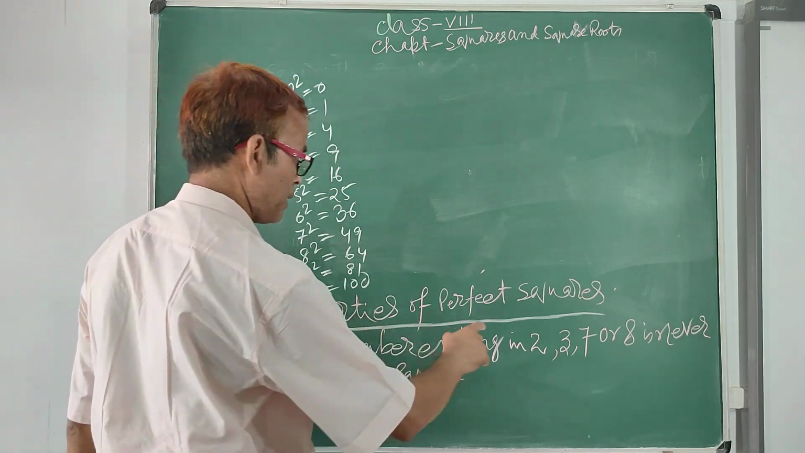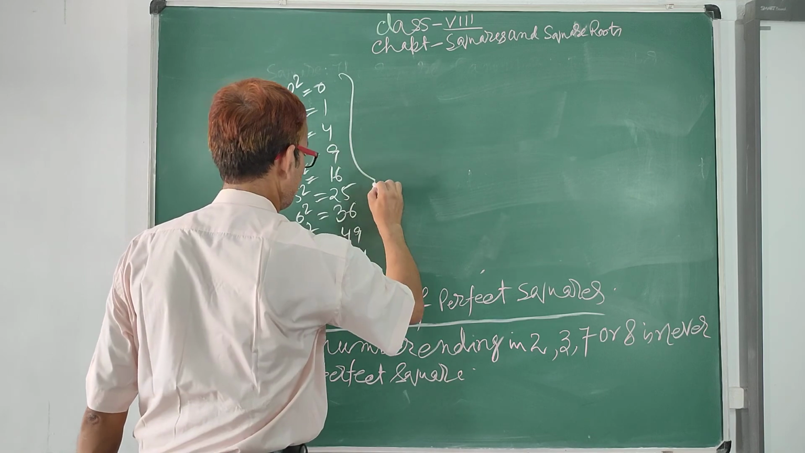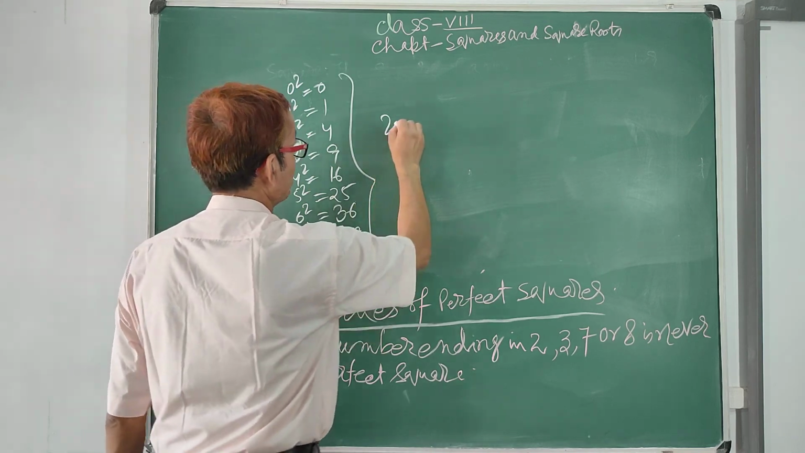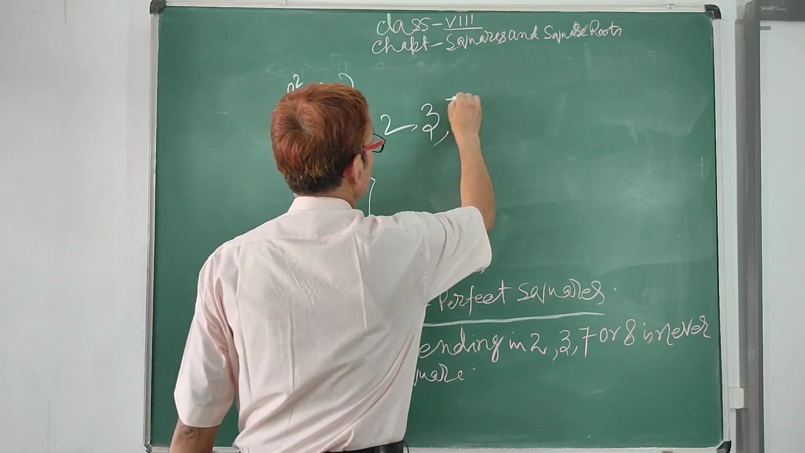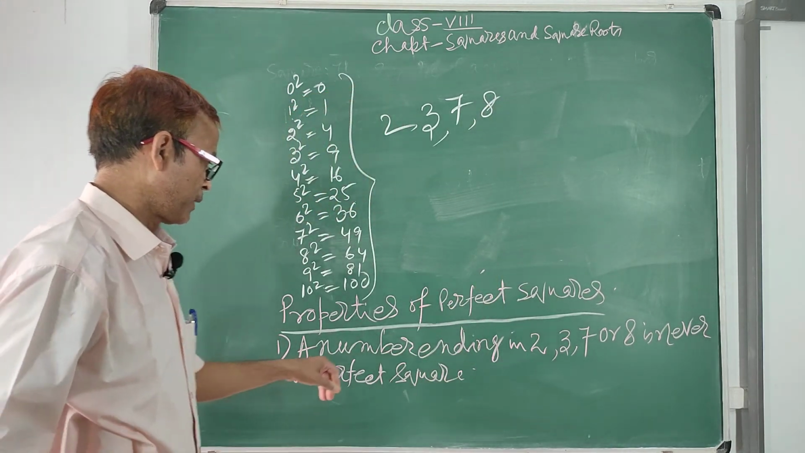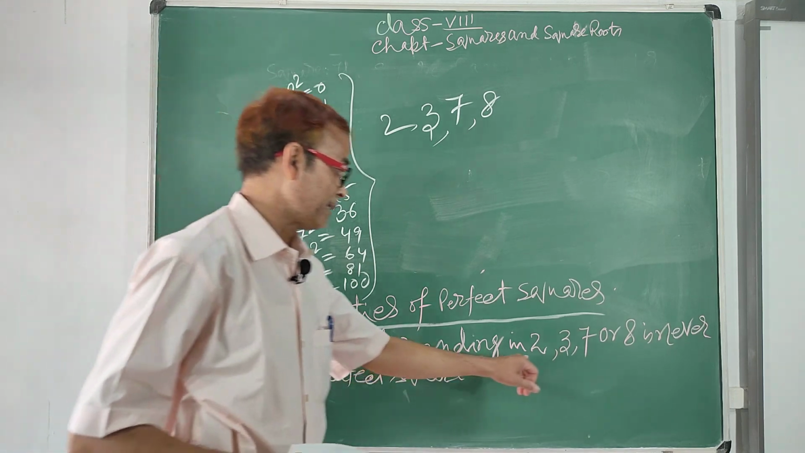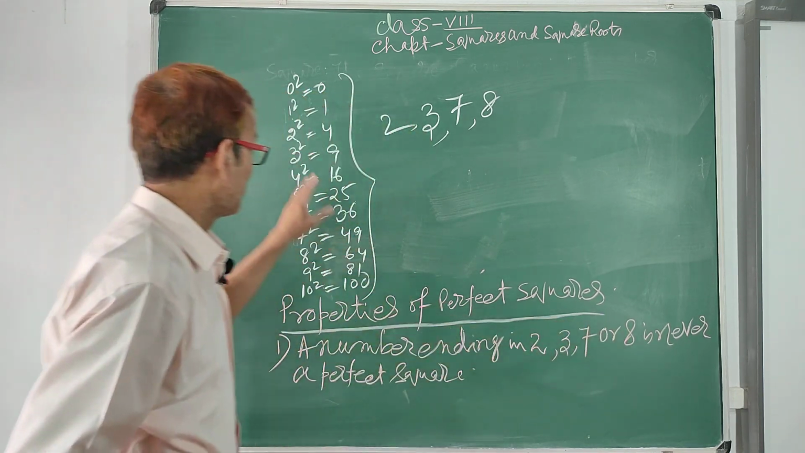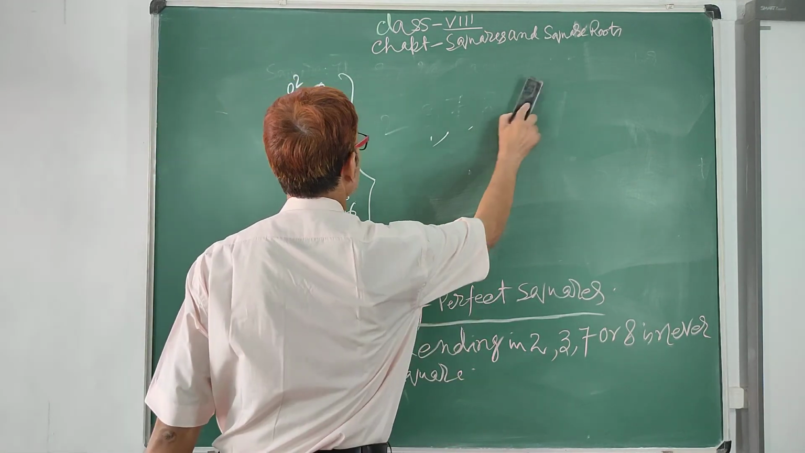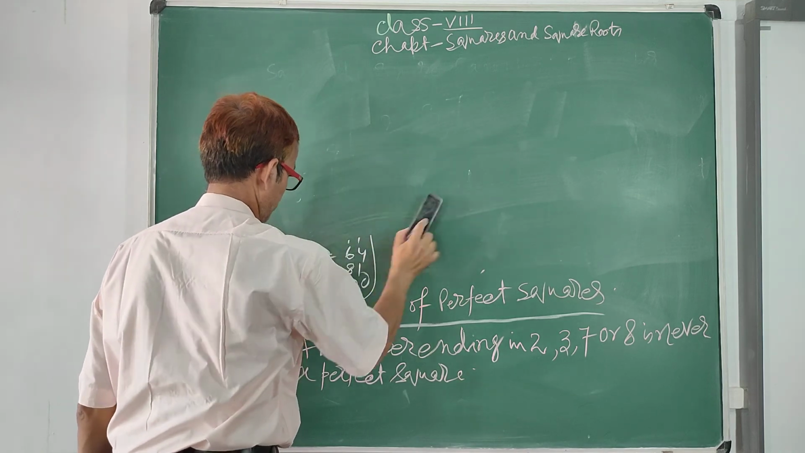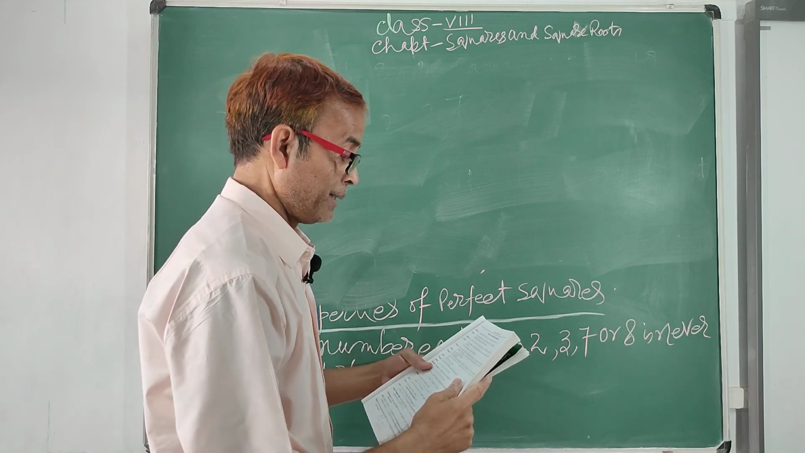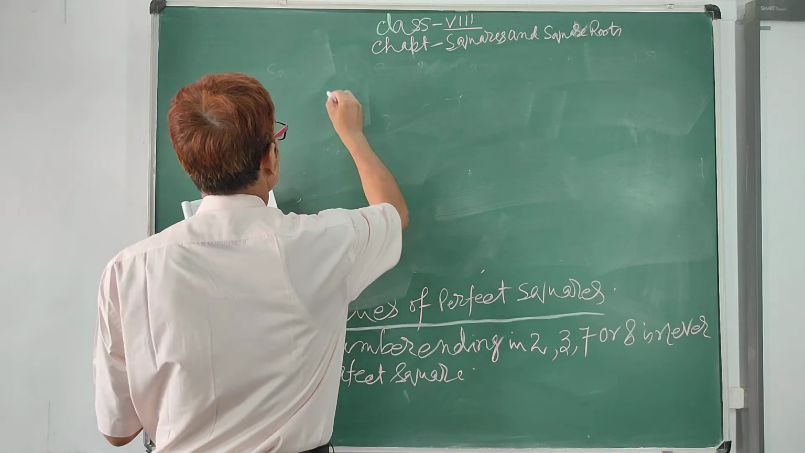Here, in these numbers there is no 2, there is no 3, there is no 7, there is no 8. So the property is: a number ending in 2, 3, 7, 8 can never be a perfect square number. The second property is about a number ending in zeros.